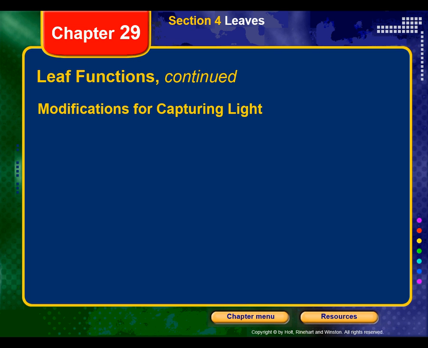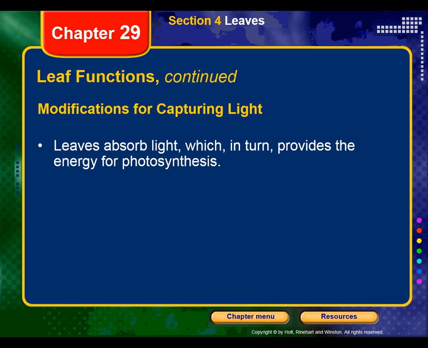Modifications for capturing light. This is probably where we're going to get into some more evolutionary type things, about what plants can do to help themselves. So leaves absorb light, which in turn provides the energy for photosynthesis, like we talked about, the light reactions, and then moving into the Calvin cycle.